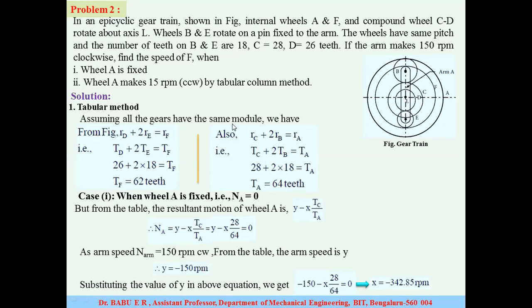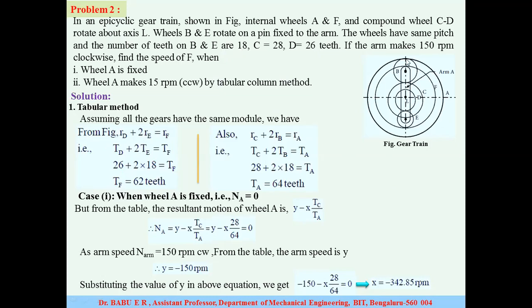Since the module is the same, I have told one formula: module equals pitch circle diameter D divided by T. D becomes 2 times R. So when the module is constant, T is directly proportional to R. So R can be replaced directly by T. So TD plus 2 times TE equals TF. The number of teeth on gear D is given as 26, plus 2 into the number of teeth on gear E, which is 18, equals TF. You'll get TF as 62 teeth.